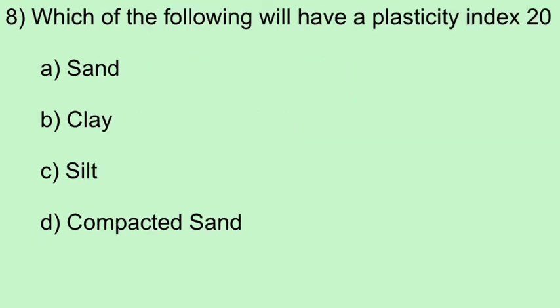Eighth question, which of the following will have the plasticity index 20? Option A, sand; option B, clay; option C, silt; and option D, compacted sand. It is possible to have a plasticity index of 20 for clay. So clay is the answer. What about the plasticity index of sand? It is 0. We can move to the next question.